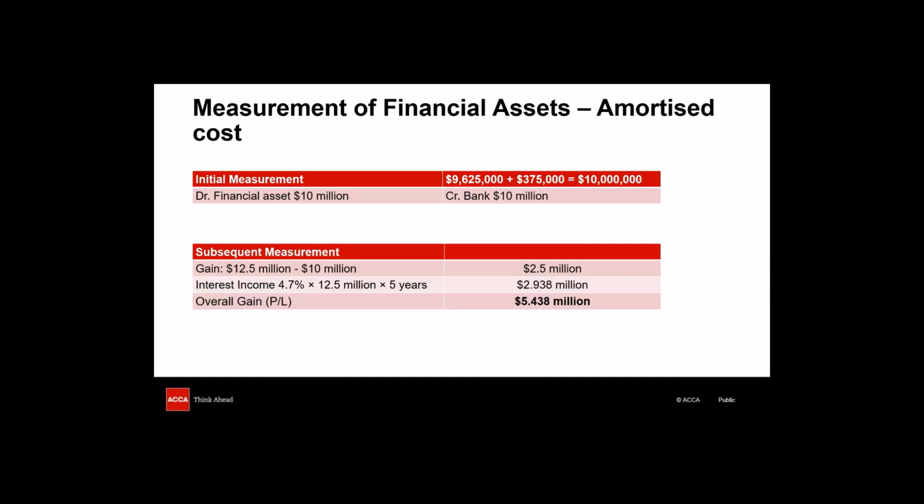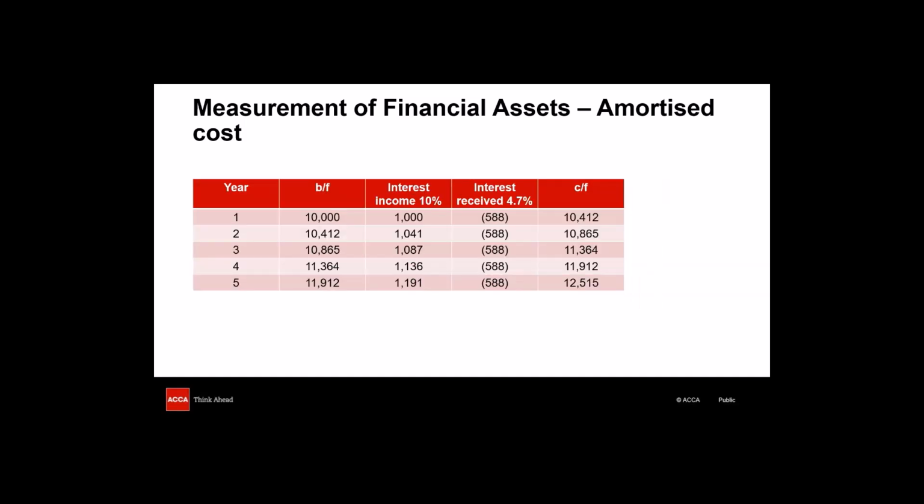How do we ensure that the 2.5 million gain is also shown in P&L, because this is also something which is accruing over the life of the loan notes? This is precisely why we have the effective rate of interest. The effective rate of interest incorporates all kinds of gains which are going to be earned on this particular investment.